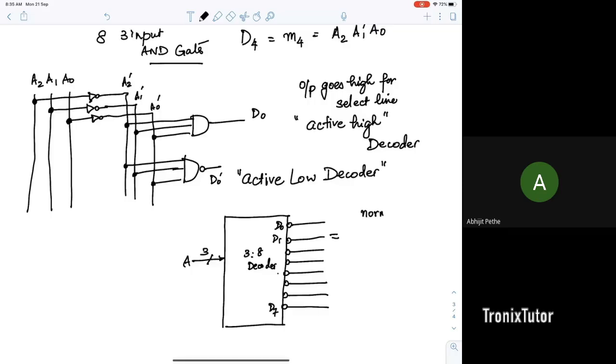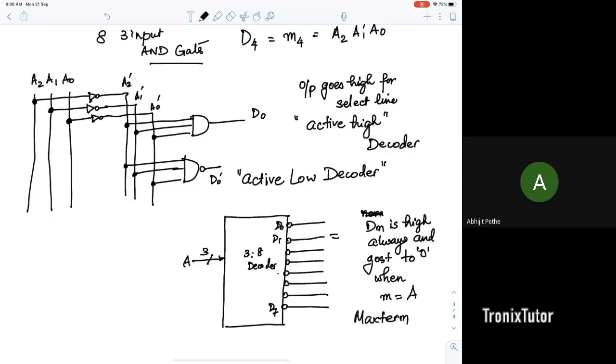So suppose I say D_M is high always and goes to 0 when M is equal to A. So what kind of an output are we getting here? Max terms, very good. So this would be a max term, because the max term is normally high and will go to 0 when that particular term is highlighted. So the active high decoder can give you min terms. The active low decoder gives you the complement of min terms, which are the max terms, right?